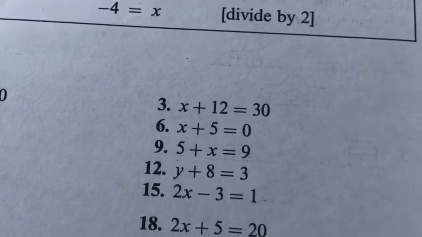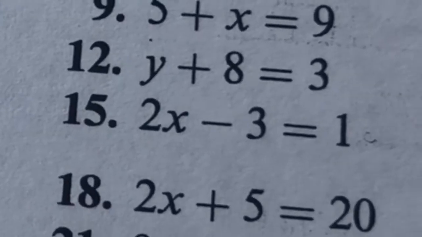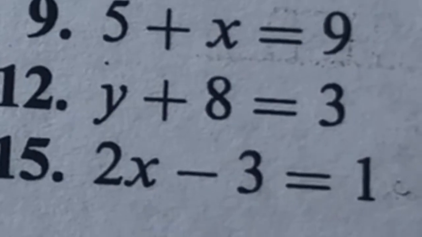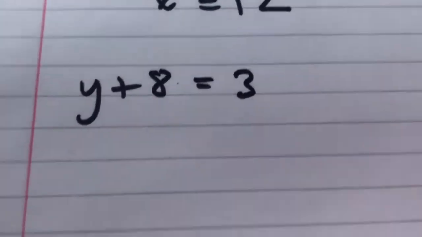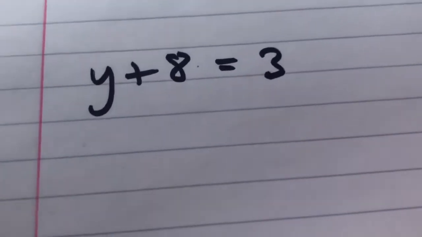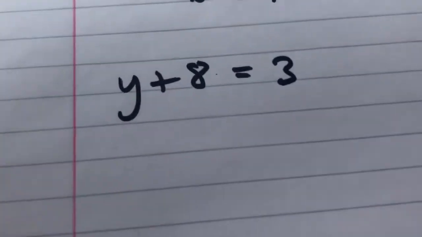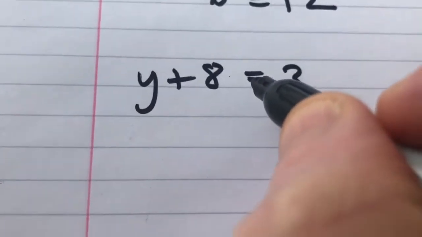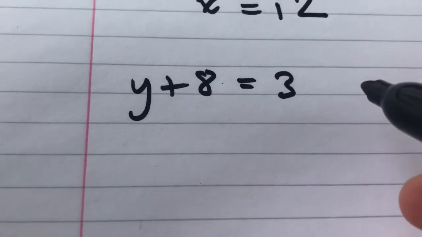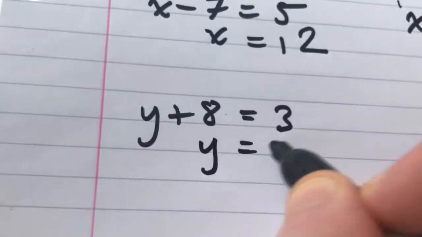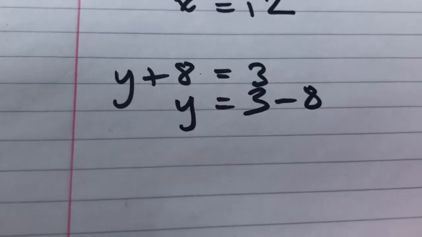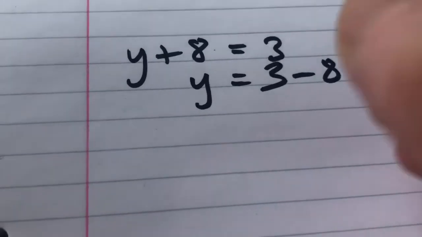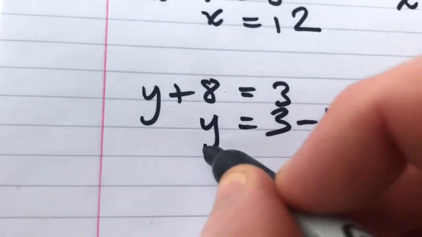If we look at y plus 8 equals 3, which is question 12 there. Now, it's not as easy to get the answer there in a common sense way. It's just harder to see what the answer is, but if you're not sure, then you can move the plus 8 over to the other side as long as you make it a minus 8. And then think about what that is. 3 minus 8 is minus 5.